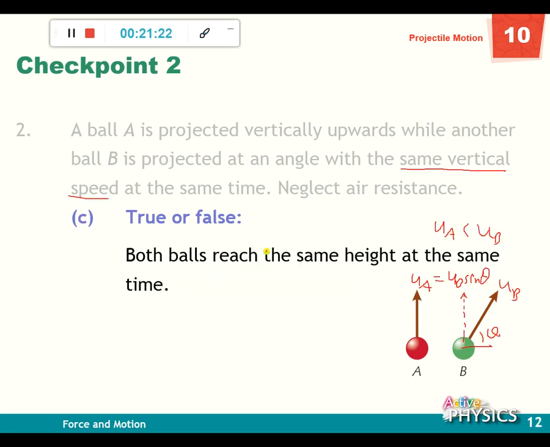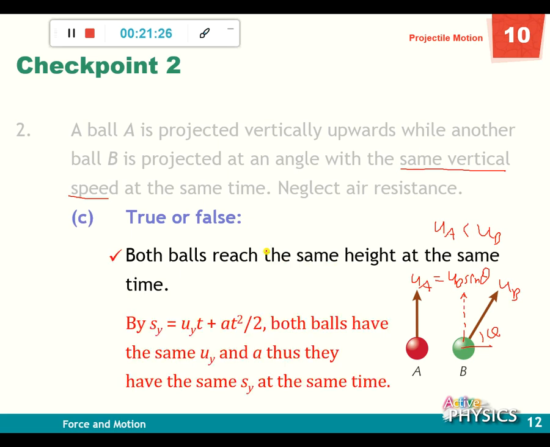How about next? Which at the same height at the same time? Correct. Because both of them are the same, then they will have the same time to reach the highest point.